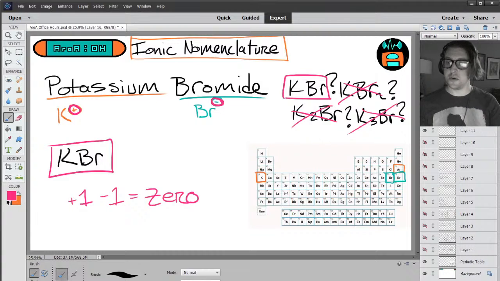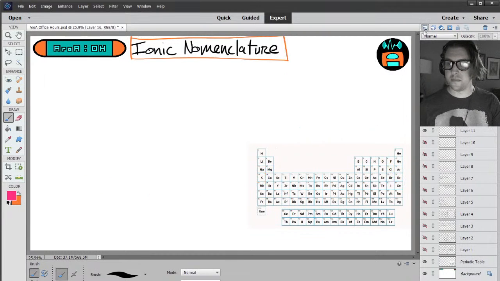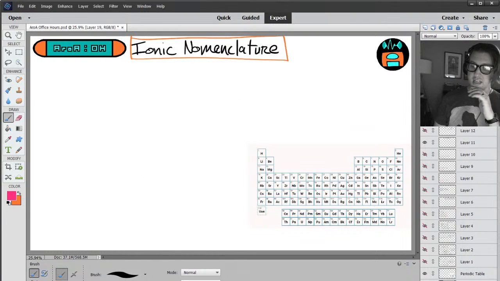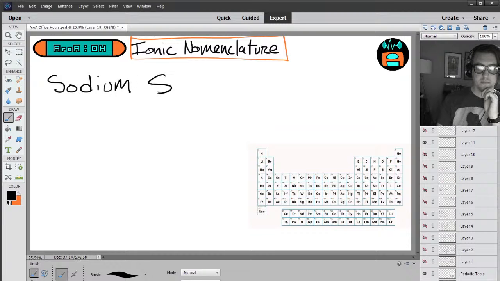All right, let's do another example. The only way to get used to this is just getting reps in. So let's determine the chemical formula for sodium sulfide.